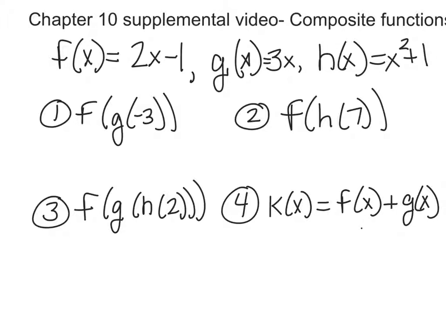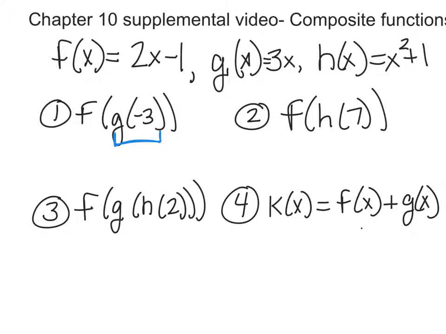Looking at number 1, we would read this as f of g of negative 3. How this works is we evaluate when the x value is negative 3 first in the function of g, take our value, and then plug whatever we get into the f of x function. So we start with the innermost function, which is g of negative 3.